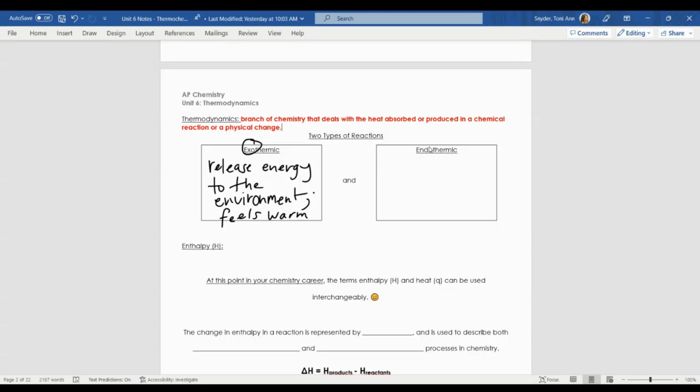Whereas endothermic is the opposite. This is when we have energy that's absorbed, absorbs energy from the environment. And when energy is absorbed from the environment, it's taking energy from the surrounding atmosphere, usually the air, and it's bringing it in to itself. Now, if you put your hand on something that's absorbing energy, it's going to tend to feel very cool. So this will feel cool or cold, doesn't matter.